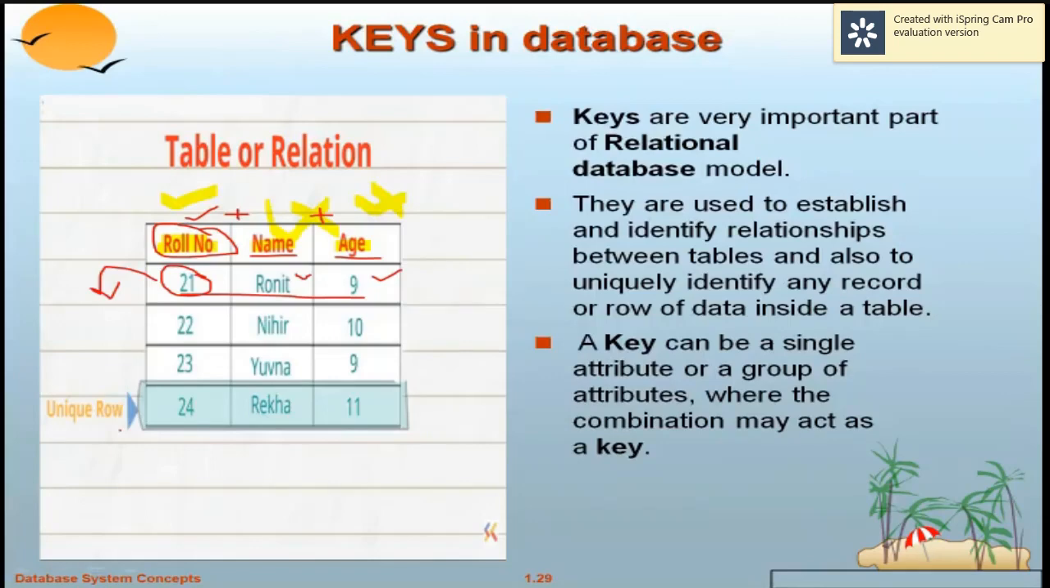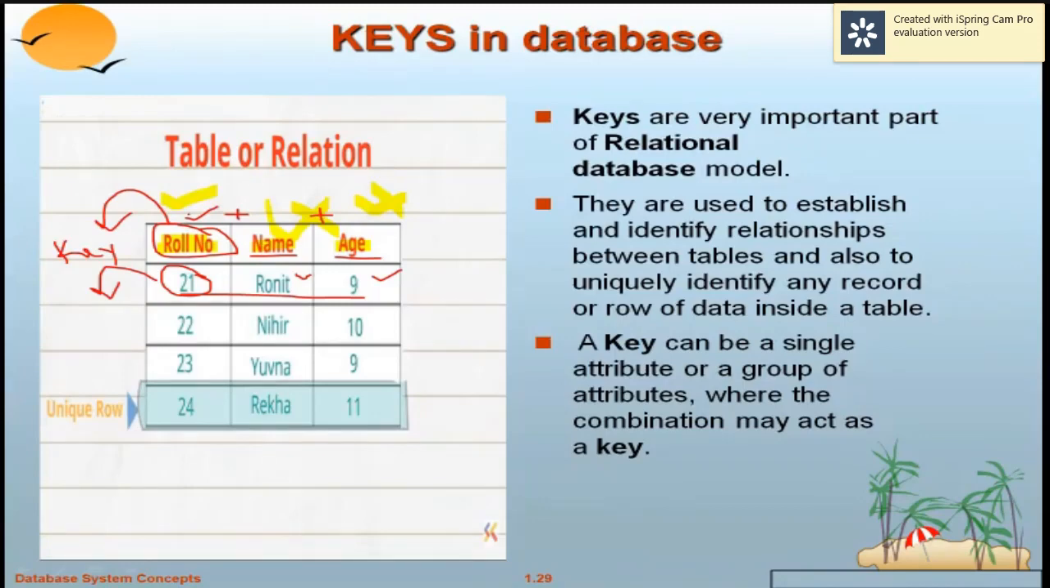So one thing is clear: the uniqueness of a table depends on one particular attribute, which keeps the complete data without any repetition. That means redundancy is being avoided here. Those attributes which make the data unique are called keys, or a key. The attribute which makes the data unique is called a key. In this example, roll number is considered the key.